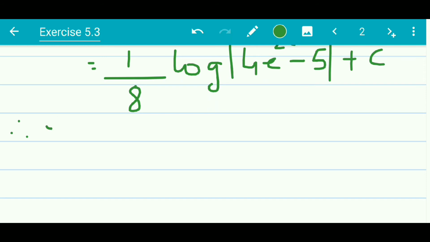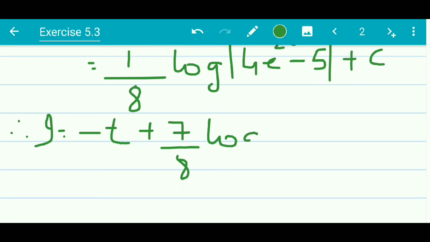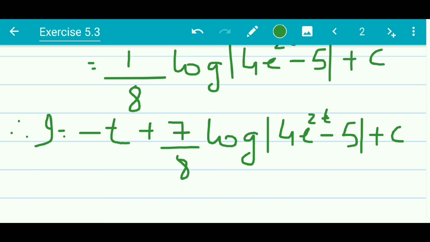So therefore, our integral becomes a sum of both these answers. Our integral becomes minus t plus, in the second integral, if you remember, 7 was there outside the integration sign. So 7 into 1 upon 8, which is 7 upon 8 log of 4 e raised to twice of t minus 5 plus c becomes the final answer over here.